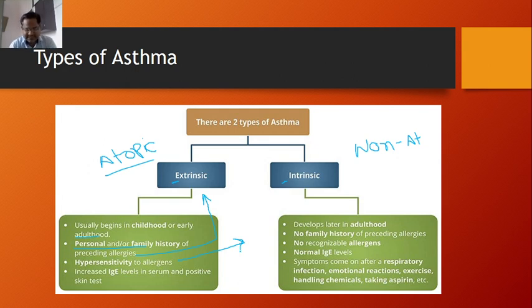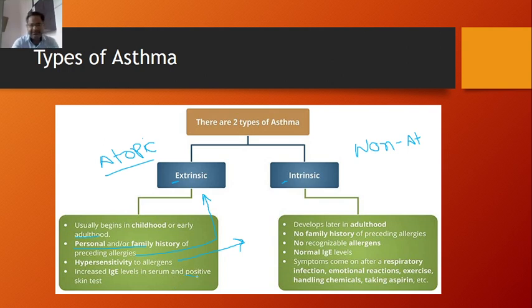There is an increase in the IgE level, so if you look at the blood there is an increase in the IgE level, and there is a positive skin test. In a positive skin test, if you get a dose of the possible allergen, the high level of IgE makes you develop the allergy, so it is called a positive skin test.